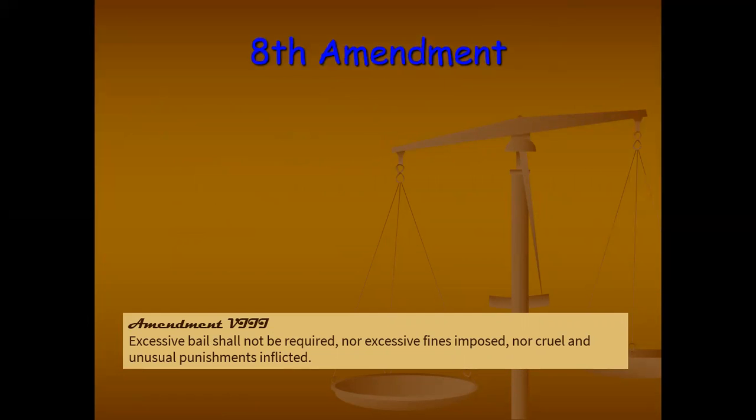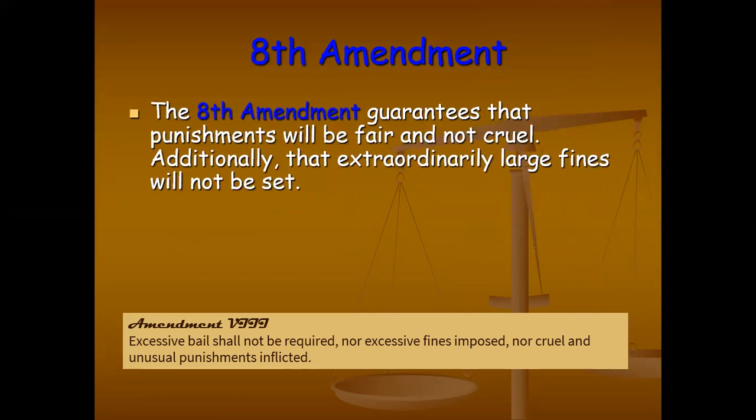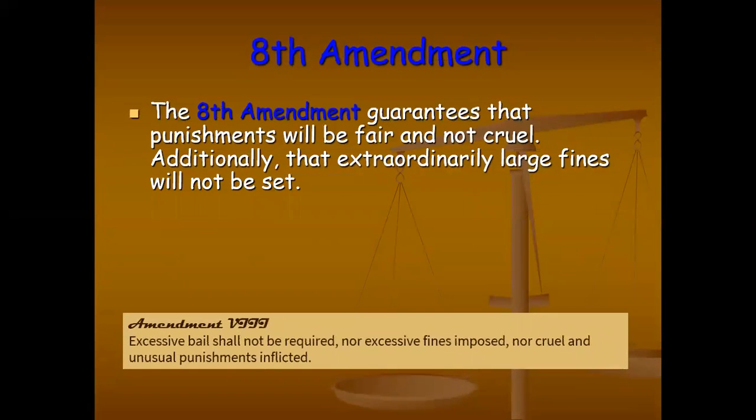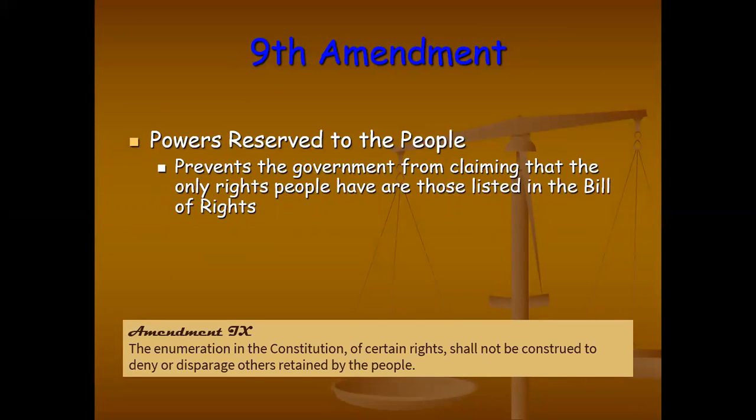Eighth Amendment. This one guarantees that punishment will be fair and not cruel. Additionally, that extraordinarily large fines will not be set. So, yeah, that one is basically no cruel and unusual punishments. Number 9, powers reserved to the people. Prevents the government from claiming that the only rights people have are those listed in the Bill of Rights. So just because it's here doesn't mean that this is all you get. There are more rights than this.